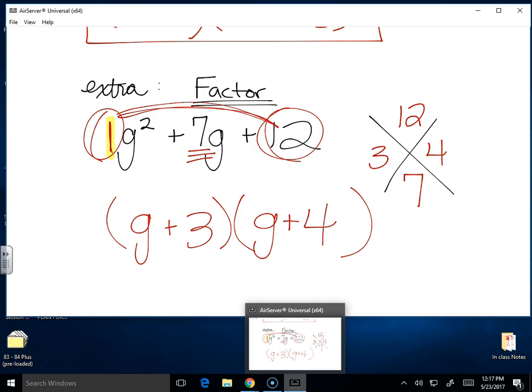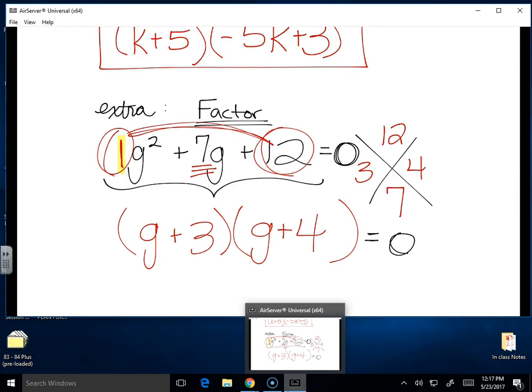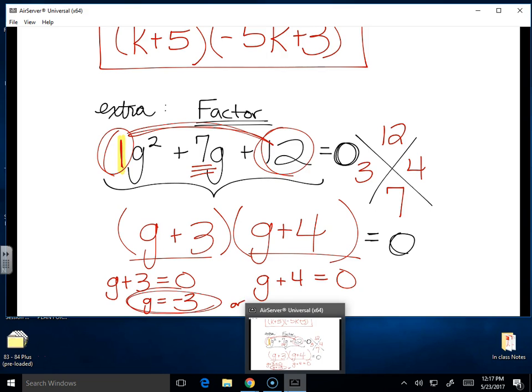Now kiddos, I'm going to ask you one thing. This is also in chapter 7. What if I put an equals 0 in there? I factor this, but what if there's also an equals 0 that we have to deal with? Set each factor equal to 0. If there was an equals 0, you would go one more step. You would set each one equal to 0 and then solve with algebra. Hopefully some of you would see, hey, subtract the 3, I get negative 3, or subtract the 4, I get negative 4.